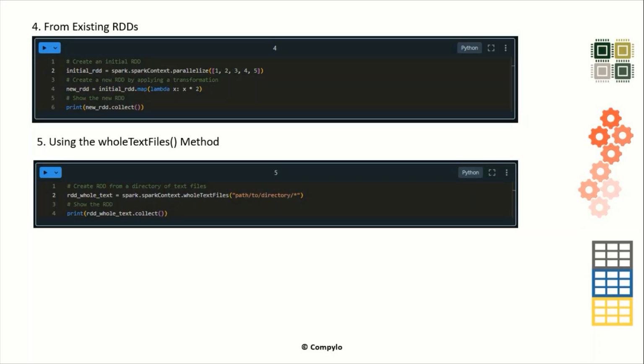There is another way, using the wholeTextFiles method. We can create RDDs from a directory of text files where each file is treated as a single record. So here we are using the wholeTextFiles method to refer to a directory. See, creating RDDs in PySpark can be accomplished through various methods, and this flexibility allows for efficient data processing in distributed environments.